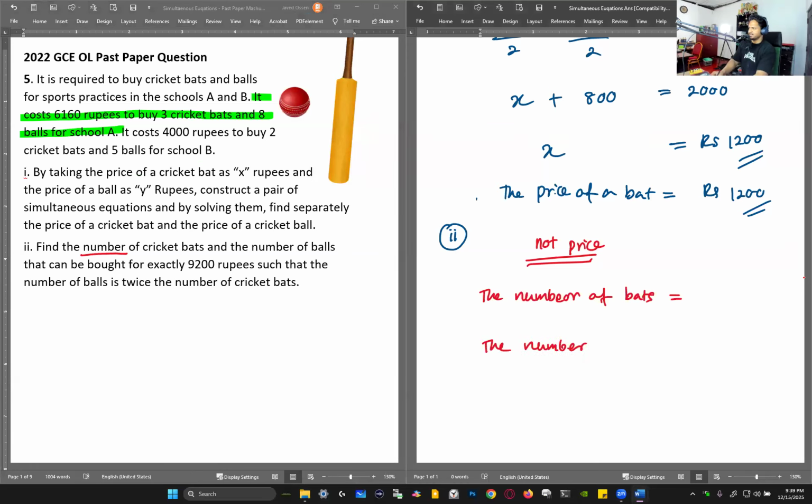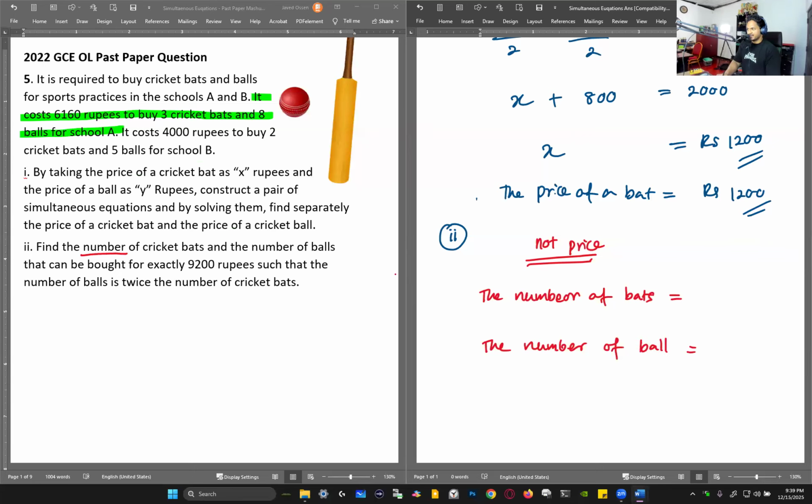You speak Tamil or Sinhalese at home? Tamil, right? Yes. Then your Sinhalese is horrible. You can't speak in Sinhalese. Of course. Racist. I'm kidding. Number of bats. I've never seen you speak in Tamil, Miss Fatima. That's the reason. Number of balls.